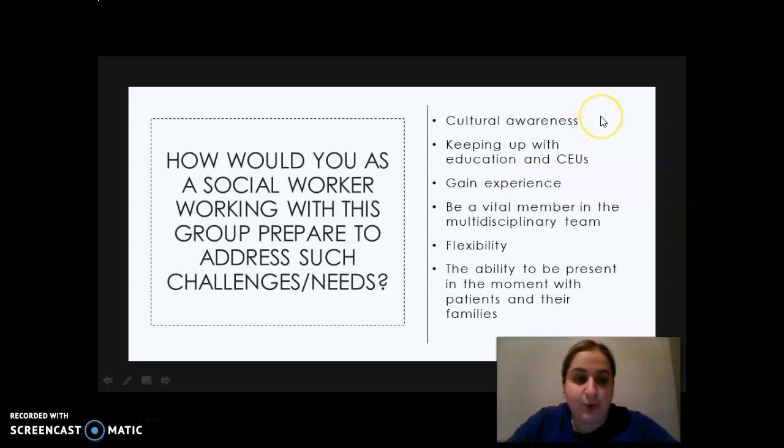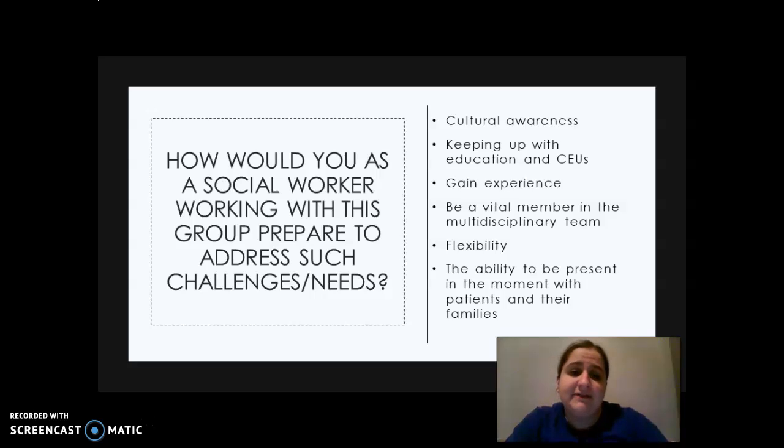So as a social worker working with this group, I would prepare to address these needs by being culturally aware. Like I said before, a social worker in the end-of-life field works with a variety of people of different ages, different socioeconomic backgrounds, and different cultures. So being culturally aware would be very beneficial in this situation. Keeping up with education and CEUs is a big one. End-of-life care is always evolving. It's important for the social worker to be up to date with policies and procedures. Also, it's important for the social worker to gain experience.